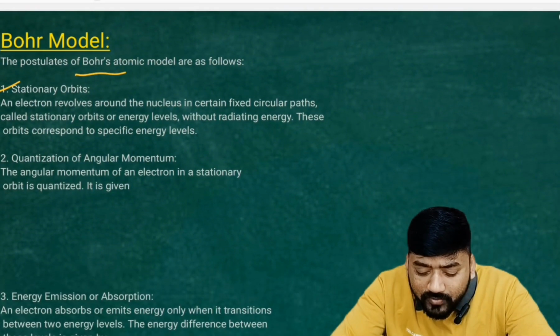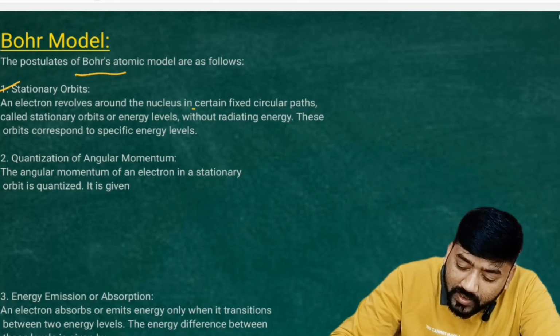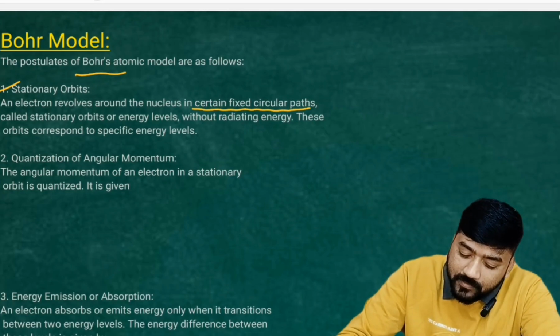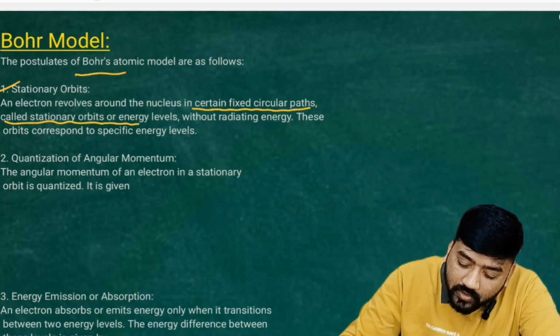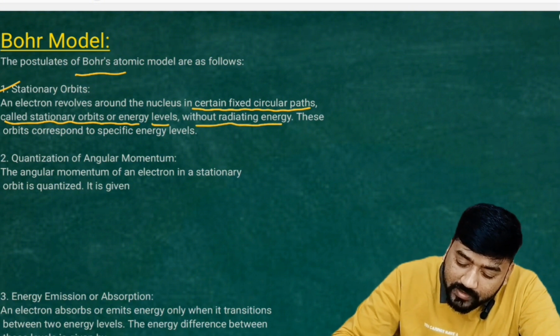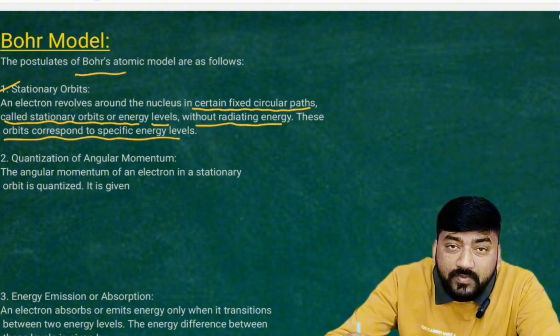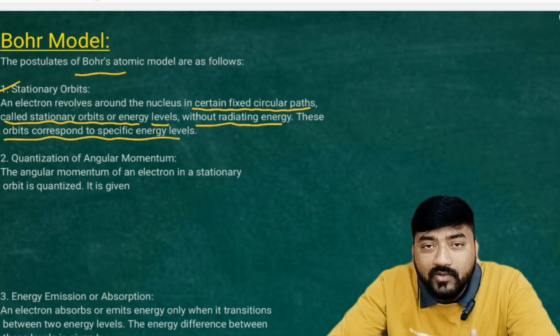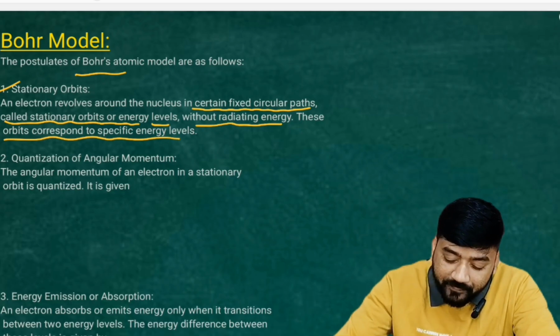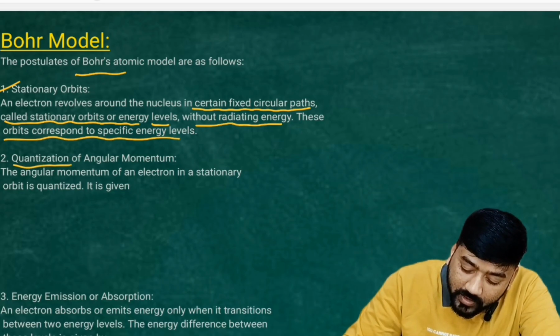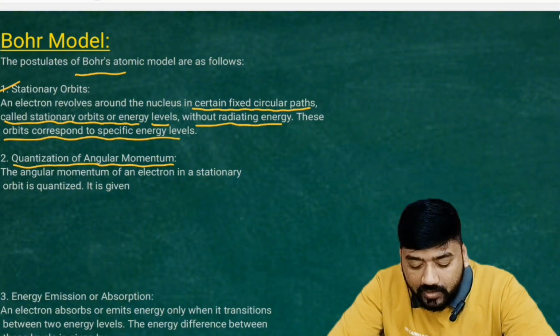कि an electron revolves around the nucleus in a certain fixed circular path called stationary orbits or energy levels without radiating energy. These orbits correspond to specific energy levels. And the second thing that I have told you, कि क्वांटाइजेशन ऑफ एंगुलर मोमेंटम.